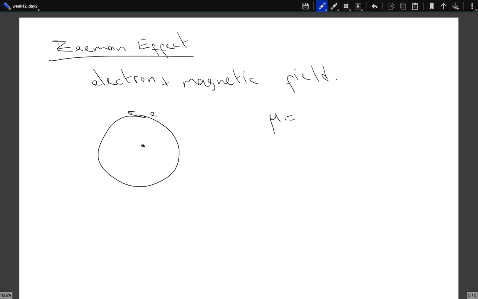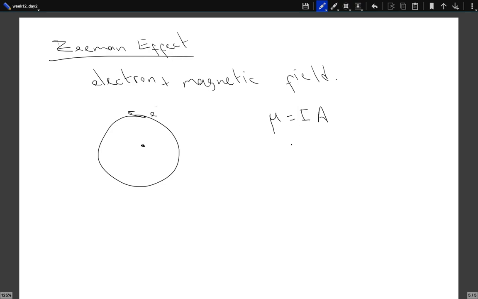Do you remember what's the magnitude of the magnetic dipole moment, in general, for a current carrying loop? The electric dipole moment is Q times the separation, if you have two charges. The magnetic dipole moment is I times A, I being the current, A being the area.